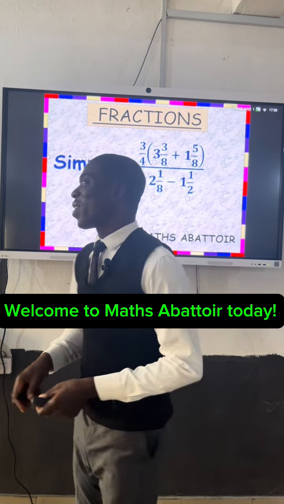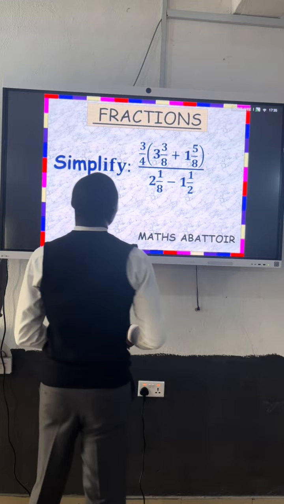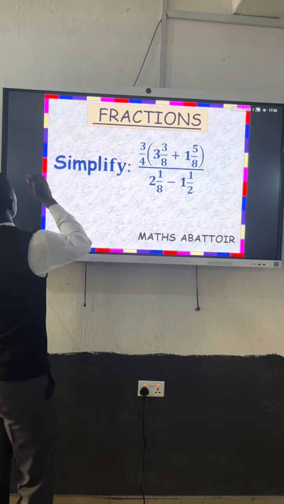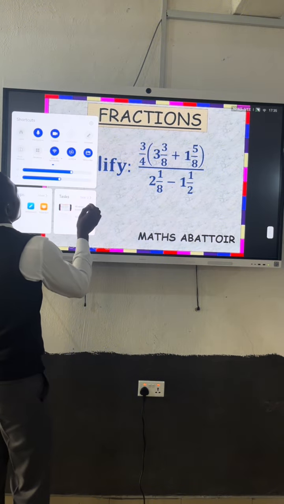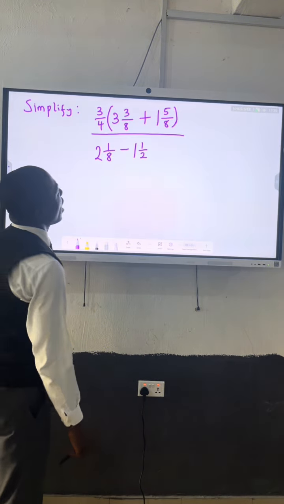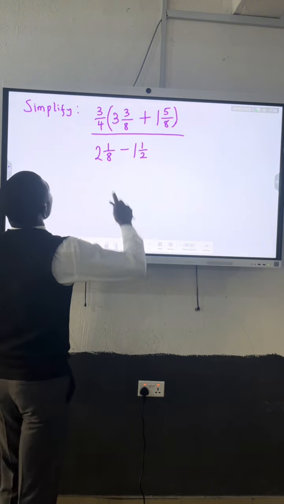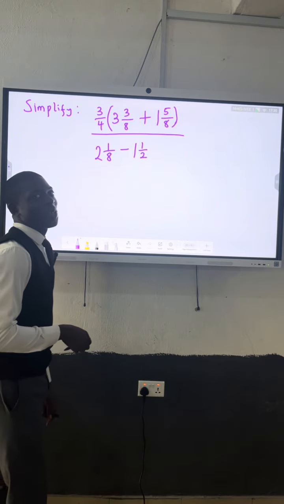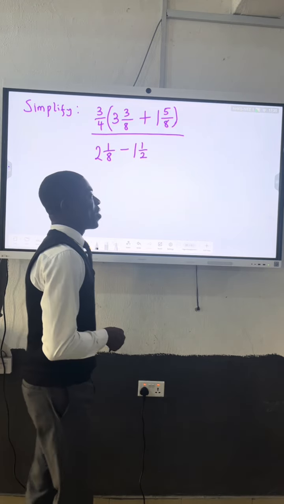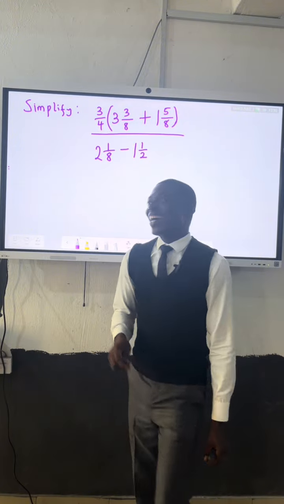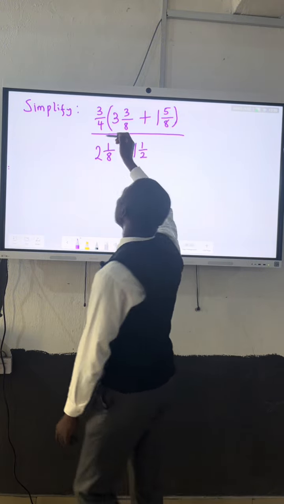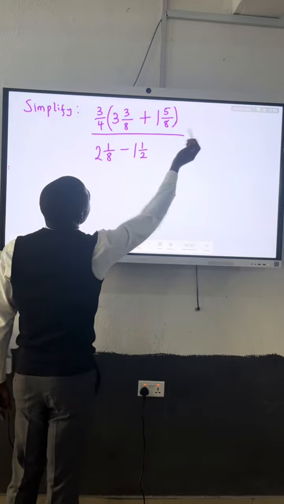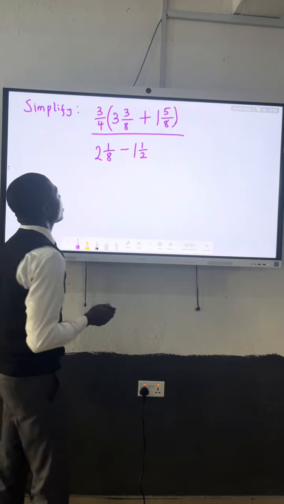We have a question on fractions to handle here, and I will encourage you to follow along as we enjoy the lesson. All right, so we have the question here. They say we should simplify this entire fraction. So let's simplify that together. We have 3 over 4 bracket 3 and 3 over 8 and all of that. So let's start.